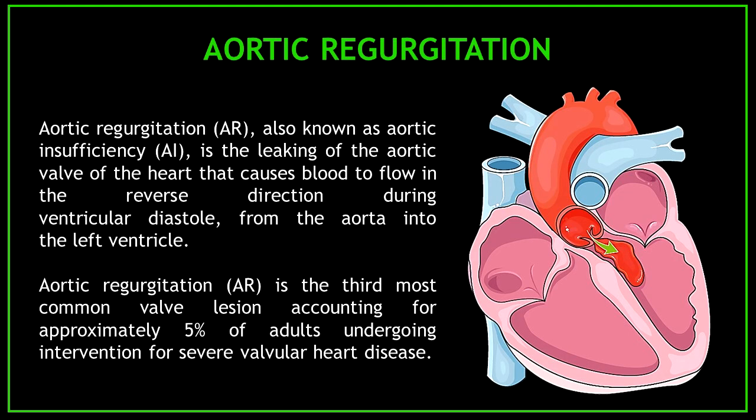So, what is aortic regurgitation exactly? Aortic regurgitation, also known as aortic insufficiency, is the leaking of the aortic valve of the heart that causes blood to flow in the reverse direction during ventricular diastole, from the aorta into the left ventricle.